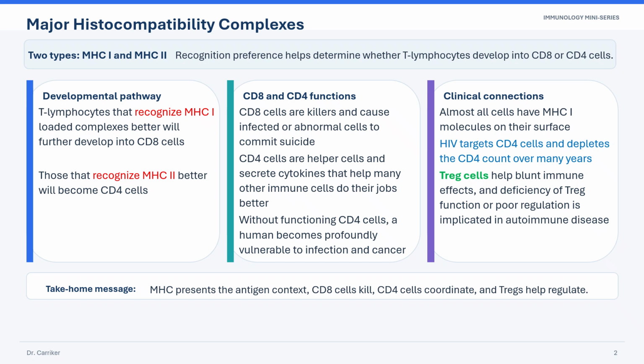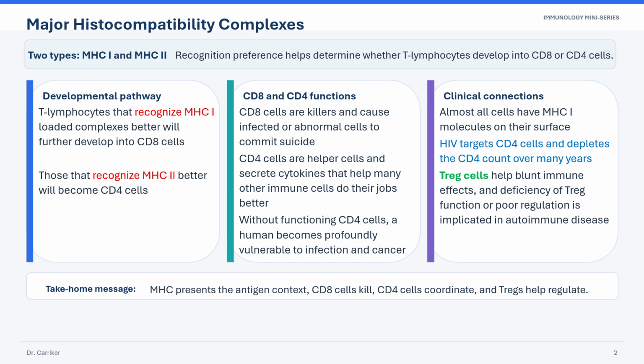So this slide reminds us about some of the regulatory T cells. In green text, you see it says Treg cells. Well, these cells help put the brakes on immune activity. They regulate immune activity. In autoimmune disease, poor regulation can be part of the problem. So even here, the theme of balance and control keeps showing up because Treg cells help blunt the immune effects. And in the case of deficiency of Treg function or poor regulation of Treg, this is implicated in autoimmune disease.